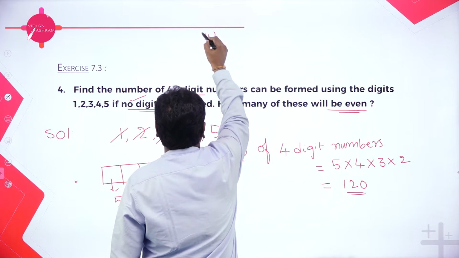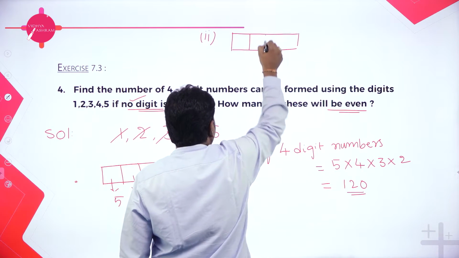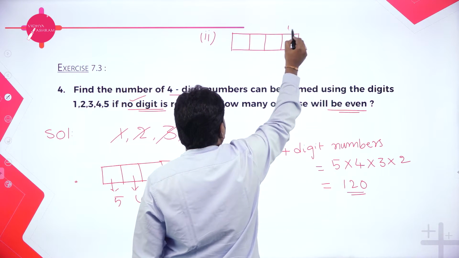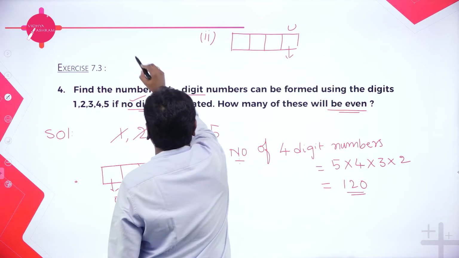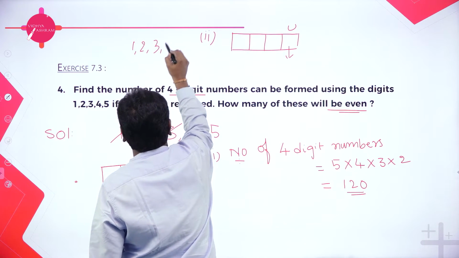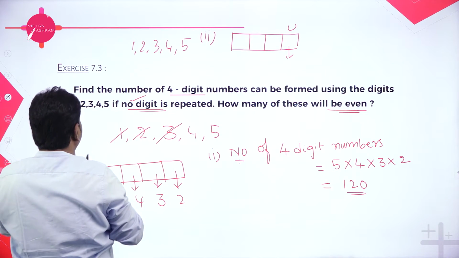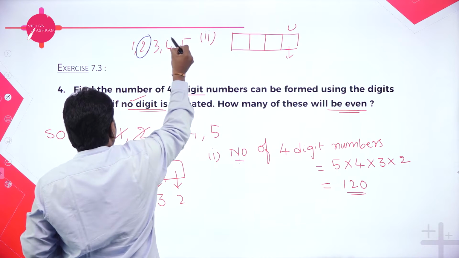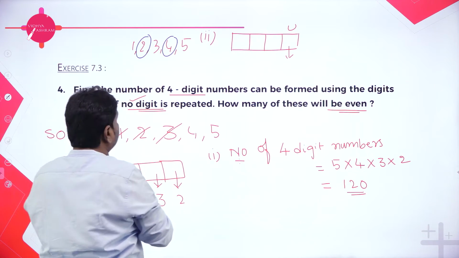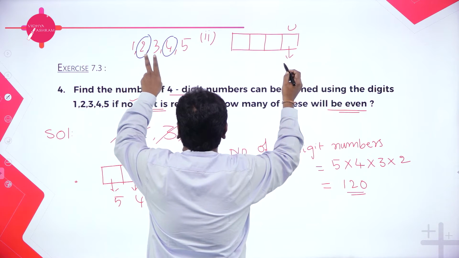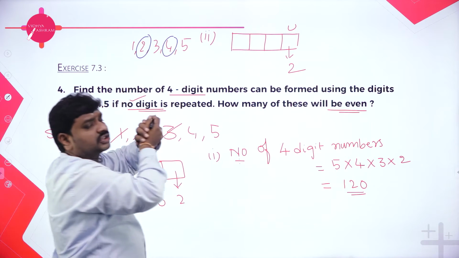Now I'll go to the second part, even. Again I'll take 4-digit numbers. I told you, if you want even, first you fill the units place. This is the units place. Here they have given the digits 1, 2, 3, 4, 5, so using these digits you have to fill. Even numbers means 2 and 4. So in the last box, the units place, you can fill either 2 or 4, then it will become even. So only 2 ways are there to fill the last box.